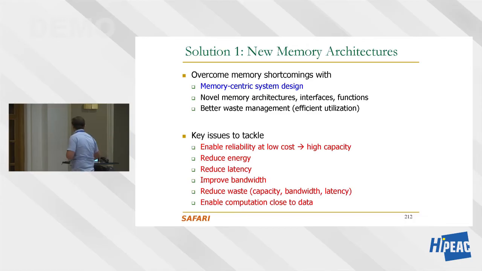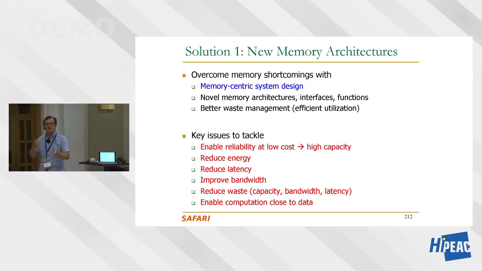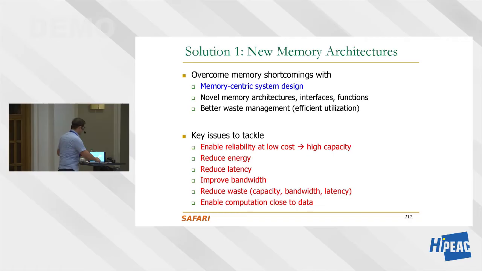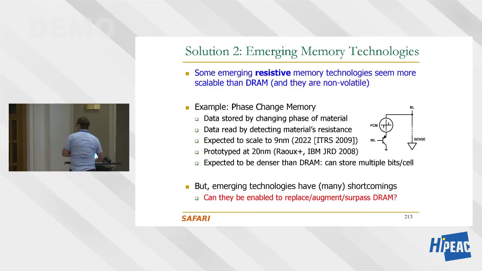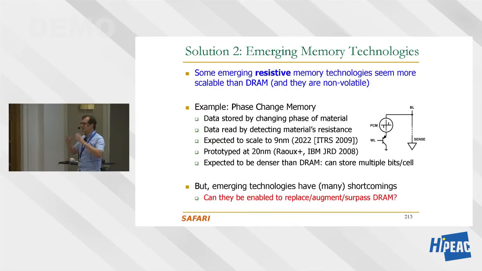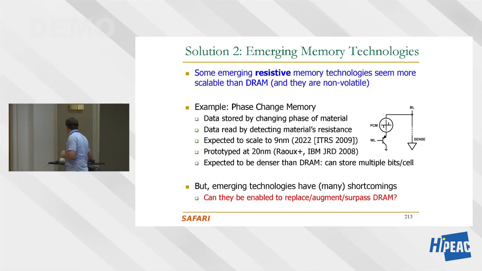Okay, in the end, I think enabling computation close to data will help a lot of these over here, because it could solve some of the reliability problems, and also it could reduce energy, latency, improve bandwidth, maybe reduce waste if you do compression inside the memory, for example, compression and decompression inside the memory. Okay, any questions? Again, I'm still painting broad strokes over here.